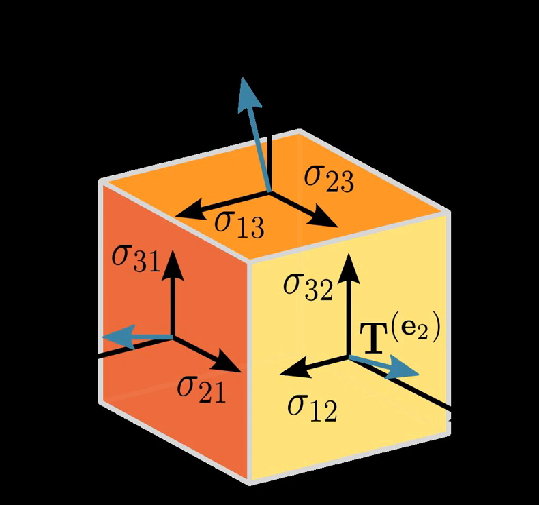Topic: Tensor product. The tensor product takes two tensors, S and T, and produces a new tensor, S⊗T, whose order is the sum of the orders of the original tensors.